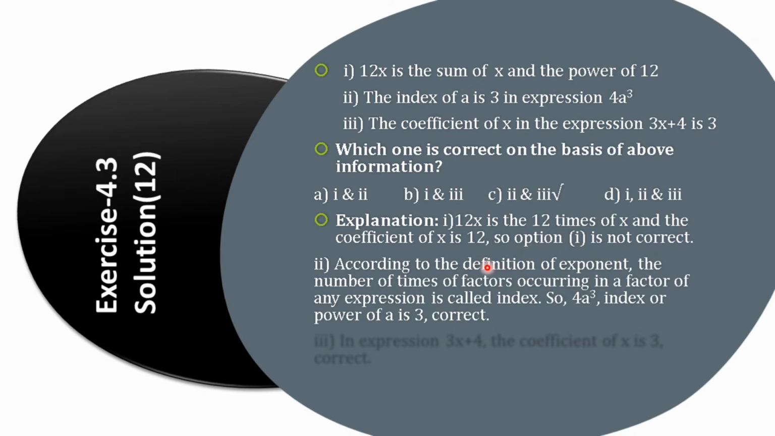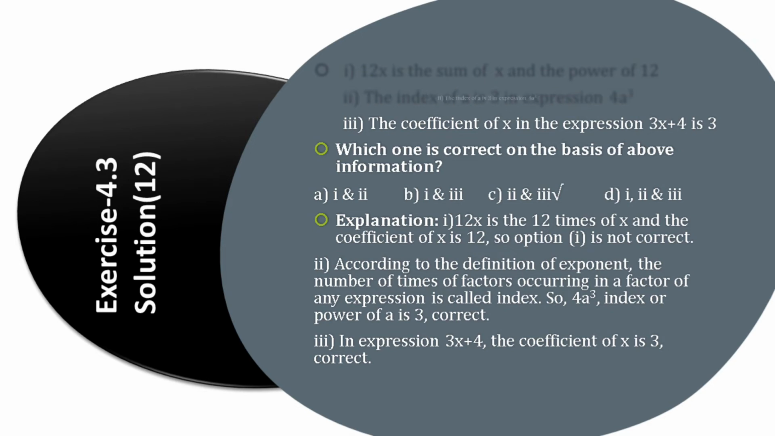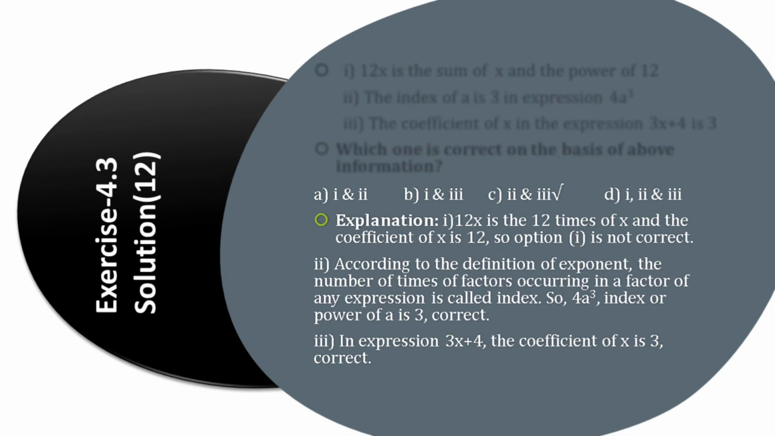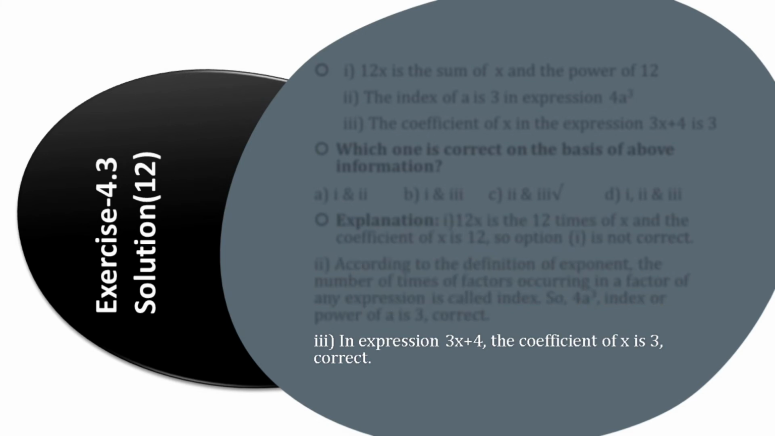Let us see number 2. According to the definition of exponent, the number of times a factor occurs in any expression is called the index. As you know the definition of index, in 4a cube the index or power of a is 3. That is correct, my dear. Number 3, in the expression 3x plus 4, the coefficient of x is 3. That is also correct, because 3 is multiplied with the variable x. So my dear students, this is question number 12, and the answer will be 2 and 3, because the coefficient of x is 12, there is no power of x that is 12.